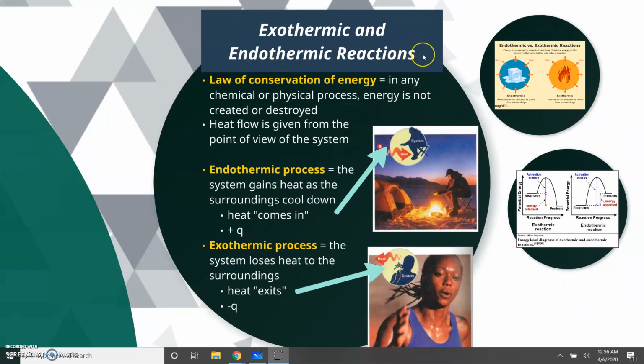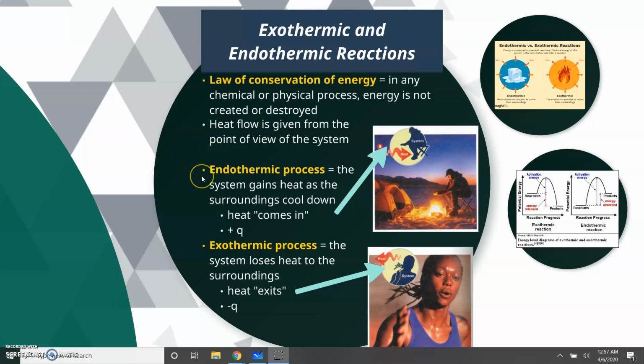Exothermic and endothermic reactions rely on the law of conservation of energy. That might be turning on a light bulb. It might be reminding you of the law of conservation of mass, which you've heard of many times. The law of conservation of energy is similar to that. It states that in any chemical or physical process, energy is not created or destroyed. As we talk about these examples, keep in mind that heat flow is always given from the point of view of the system, so the thing that we're worried about.